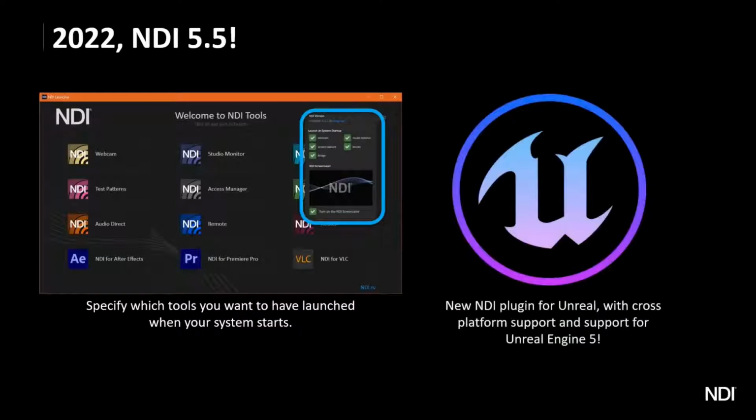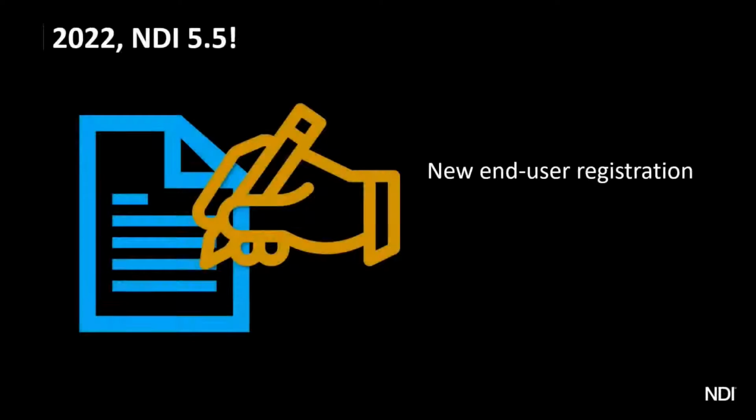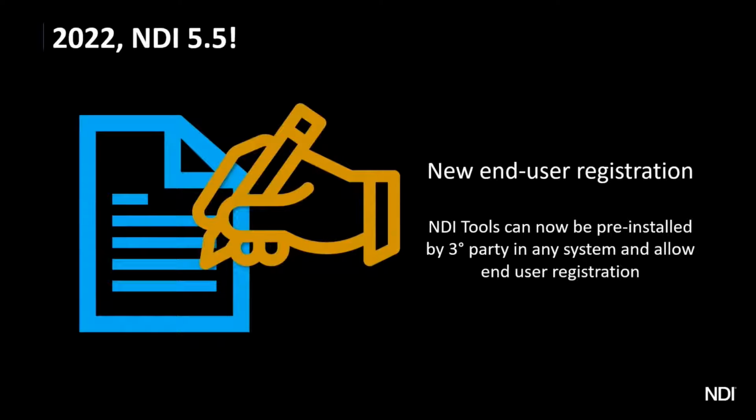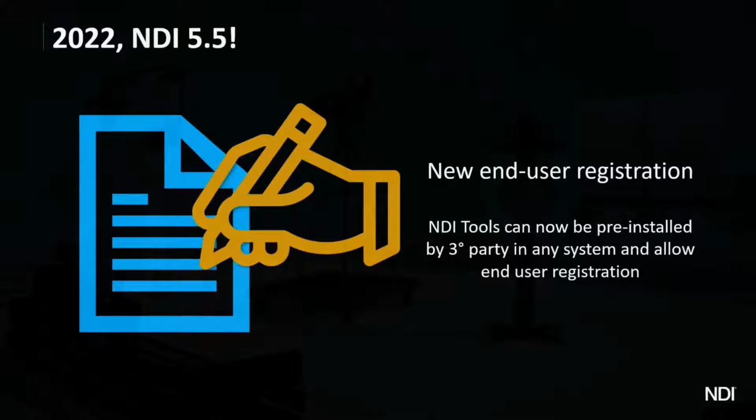Then we introduced a new plugin for Unreal Engine with cross-platform support and support for Unreal Engine 5. And this is very important: a new end-user registration. Why is it important? Because with this new registration, we allow third parties to pre-install NDI tools on a computer. This again has been a big request for cloud deployment. So a third-party organization can pre-install NDI tools, and then the end user performs the registration.